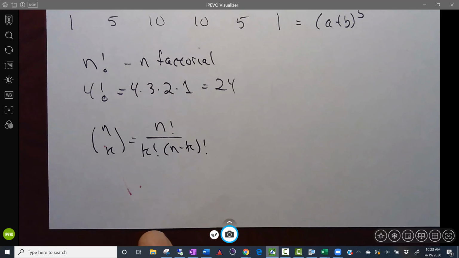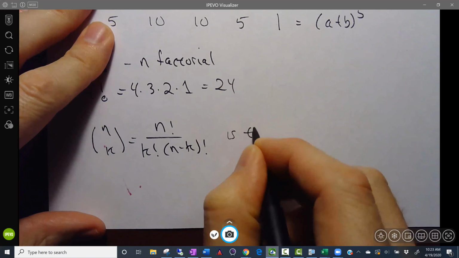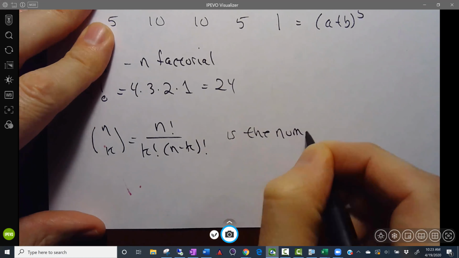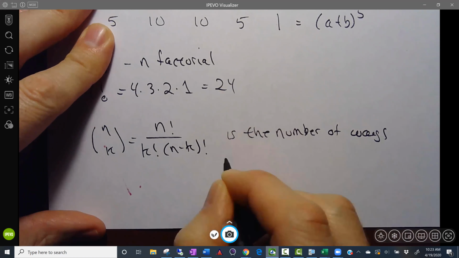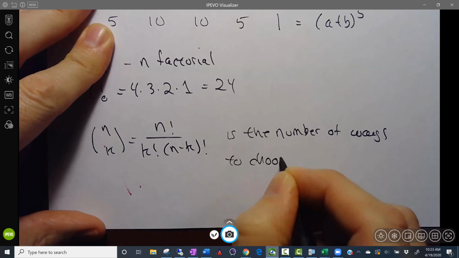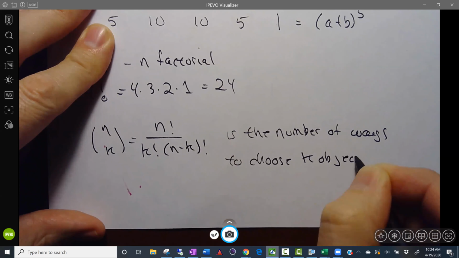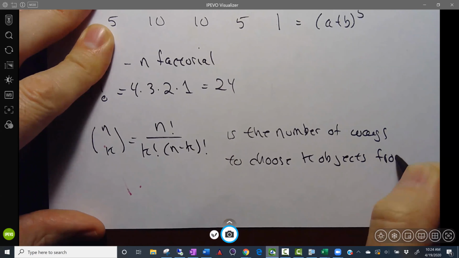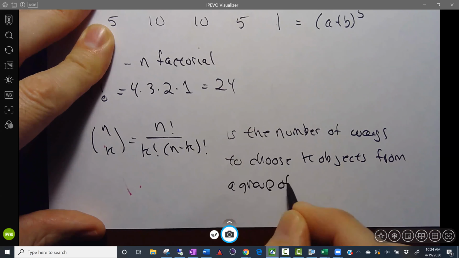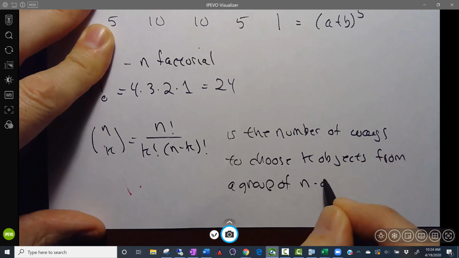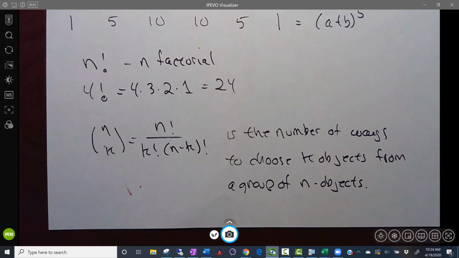The cool thing is this, one of the interpretations of this is the number of ways to choose k objects from a group of n objects. And let me give you a nice example here.